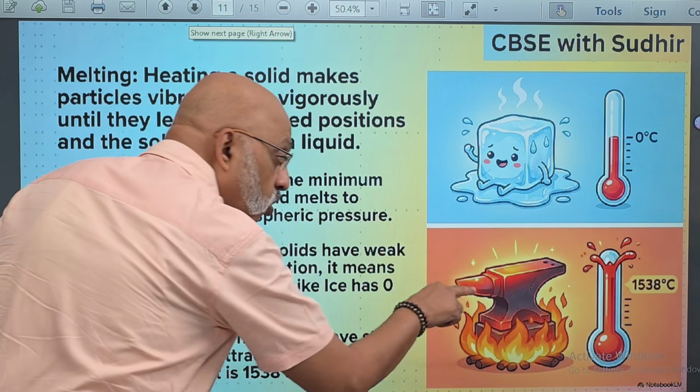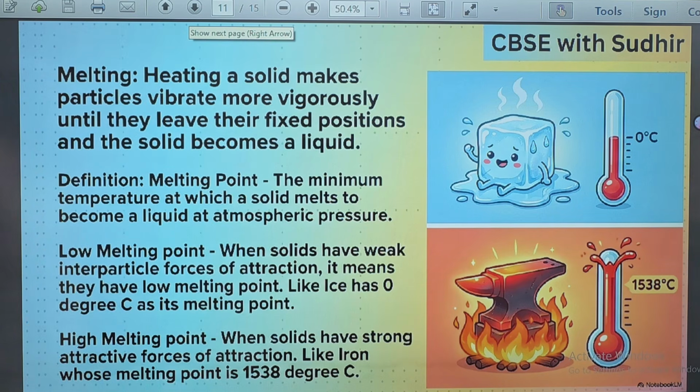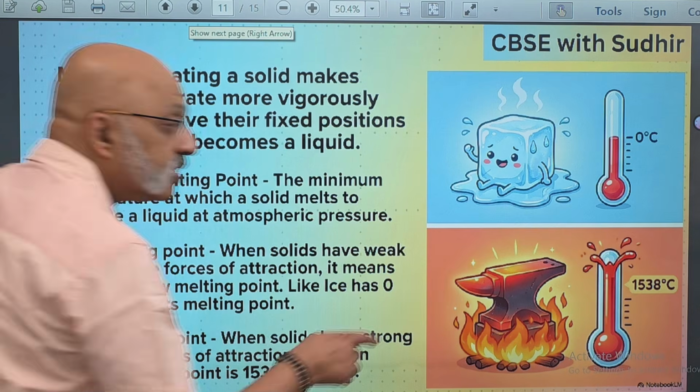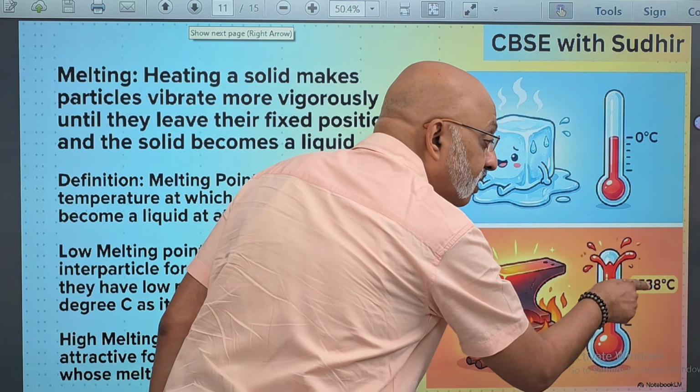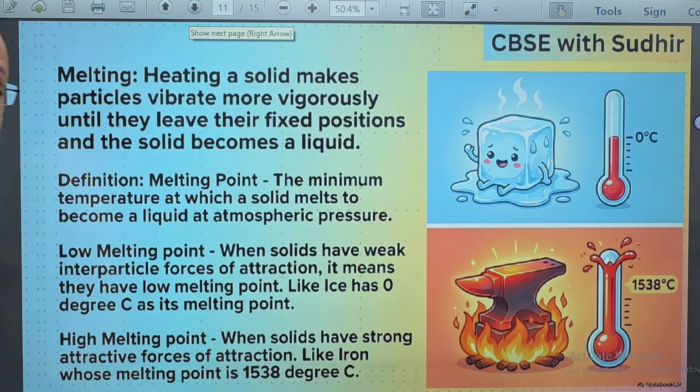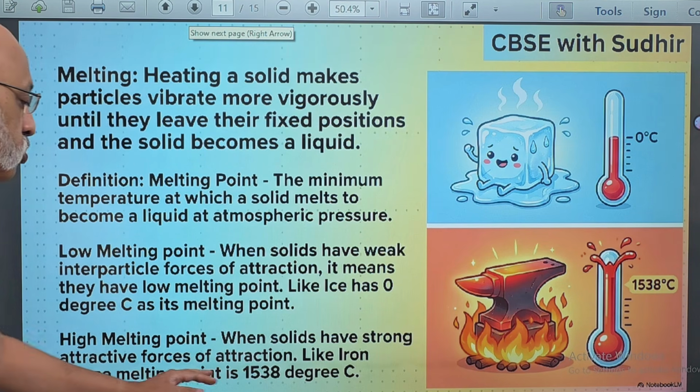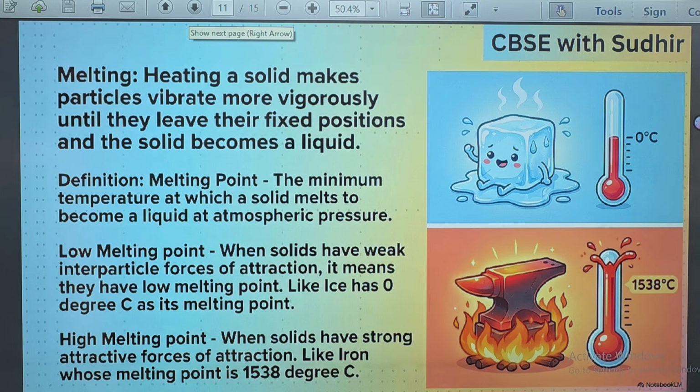Whereas in the case of, let's say, a piece of iron like this, the melting point is 1538 degrees Celsius, which means you need to give it that much heat. When solids have strong interparticle forces of attraction, like iron, whose melting point is 1538 degrees Celsius.